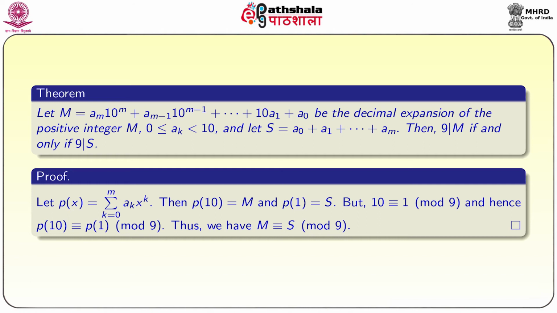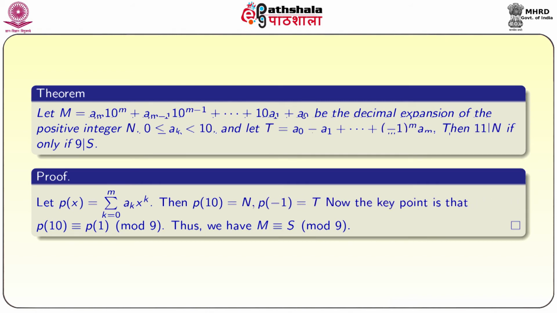But we know that 10 is congruent to 1 mod 9, hence in the previous result P of 10 is congruent to P of 1 mod 9, thus we have m is congruent to s mod 9. But how is this related to 9 divides m if and only if 9 divides s? Since m is congruent to s mod 9 implies that 9 divides m minus s. So, whenever 9 divides m, then 9 automatically divides s. Similarly, if 9 divides s, then 9 automatically divides m.